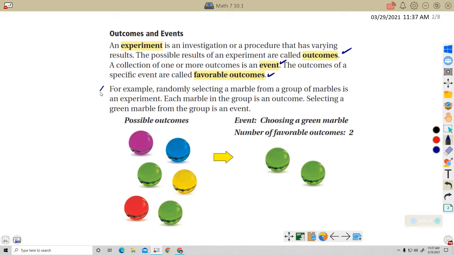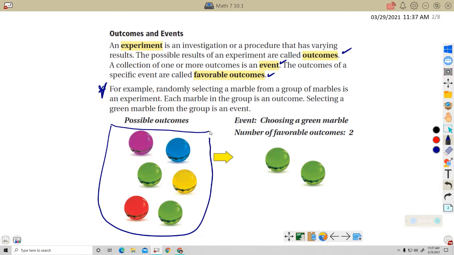So let's see, I'm going to read this here. For example, randomly selecting a marble from a group of marbles is an experiment. So let's say you have these marbles in a bag. Pretty nice, huh? You can't see what they are. Each marble in the group is an outcome. So I have 1, 2, 3, 4, 5, 6. So there's 6 possible outcomes from this experiment.